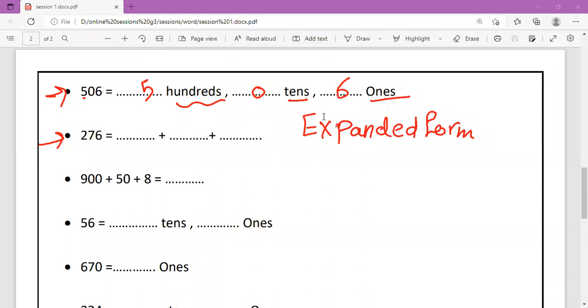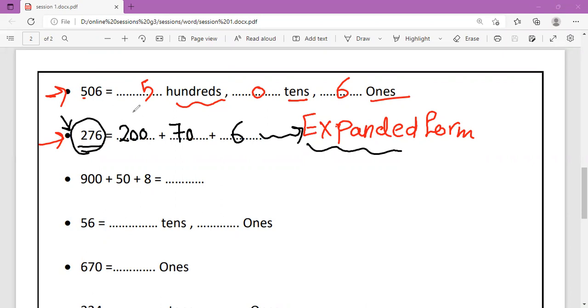Okay, we want to write expanded form. We have 276, which is standard form. You just write the value of each digit. The value of 2 is 200, plus 70, the value of 7, and the value of 6 is 6. When we add it all together, it gives you the actual number that you have. You want to convert standard form to expanded form.